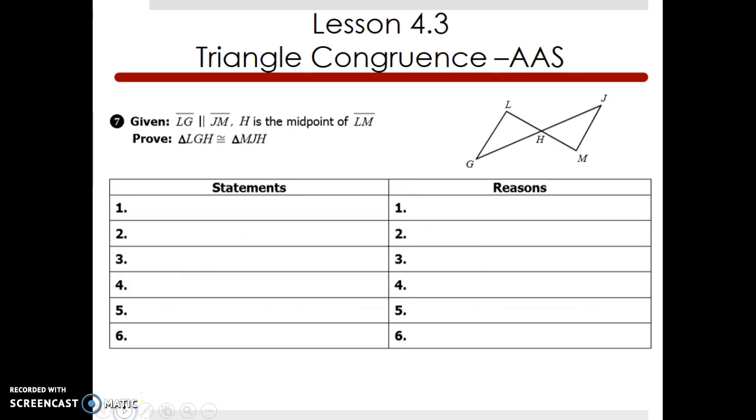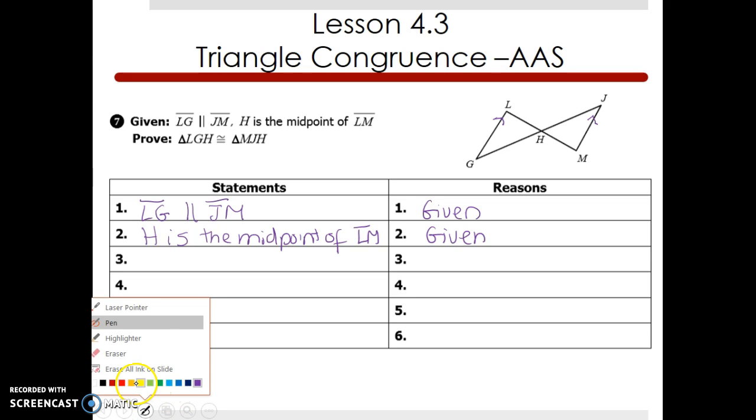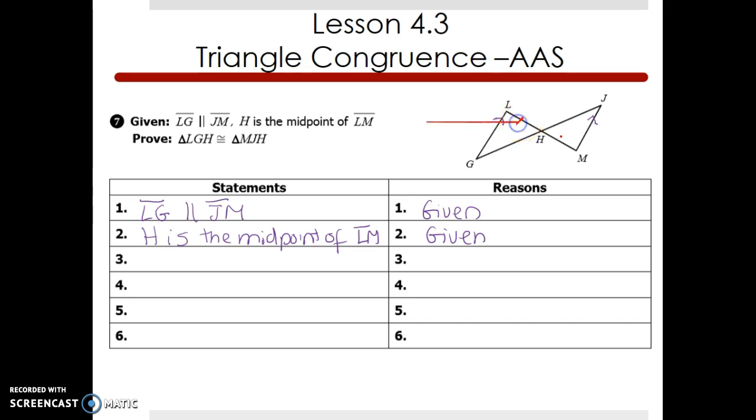And the last proof we're going to do is LG is parallel to JM. H is the midpoint of LM. So both of these are given. So let's mark them up. LG and JM, and H is the midpoint of LM. So if H is the midpoint, we know that the two sides are congruent to each other.